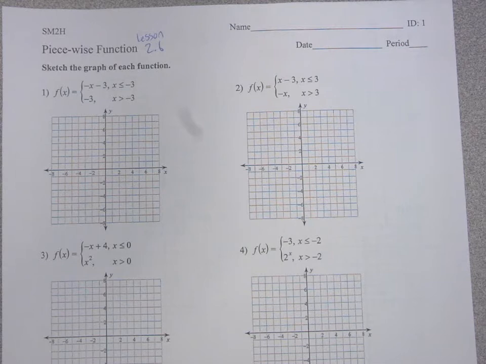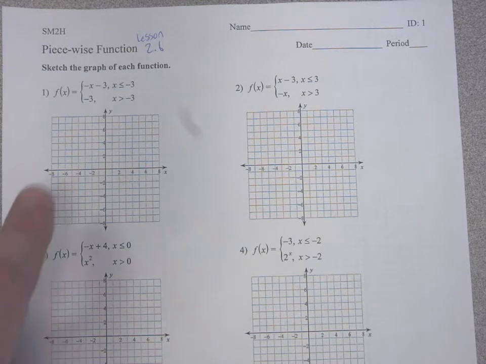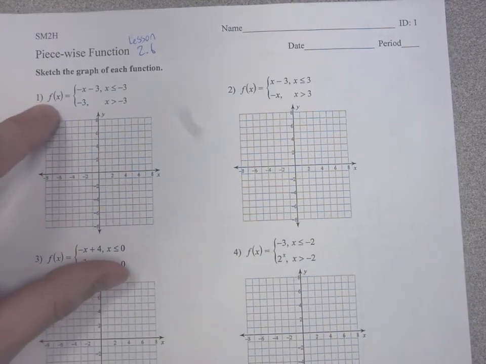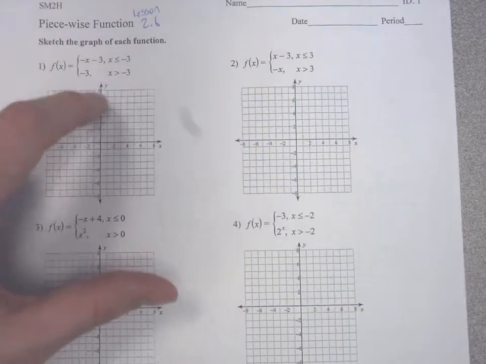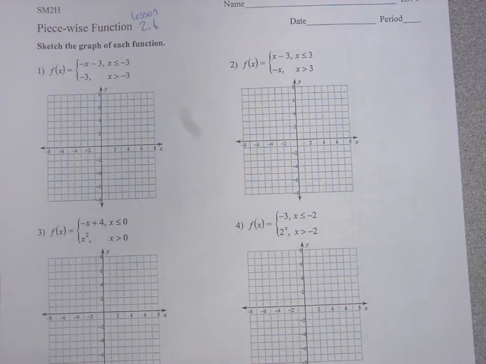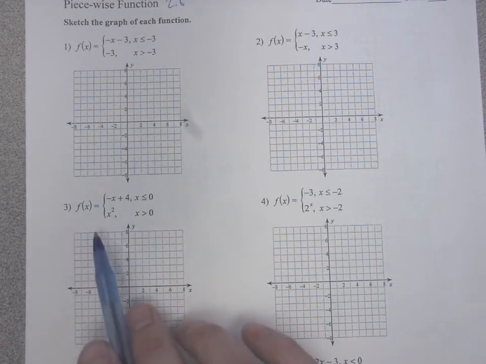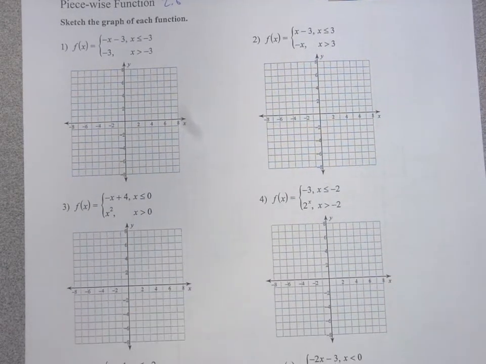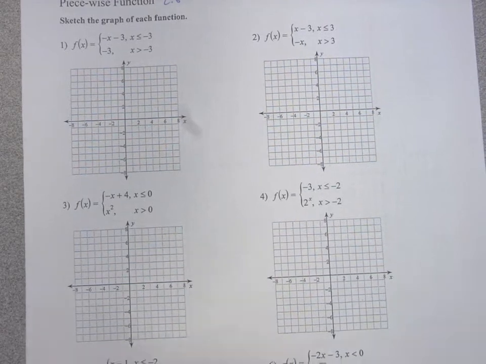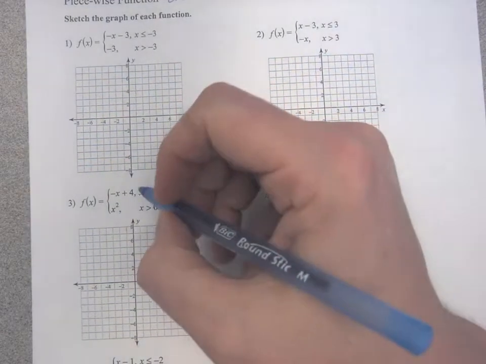A piecewise function is a function that is defined differently on different intervals. So when you look at these functions, they look kind of messy, right? It's like f of x equals this, f of x equals this, and there's this other inequality stuff. So what's going on here? Well, basically what you have here is two different equations and two different intervals. All right, so let's look at number 3 really quick, and I'll get you started on this.